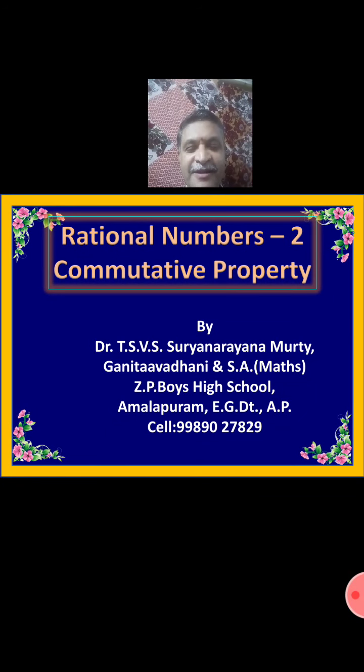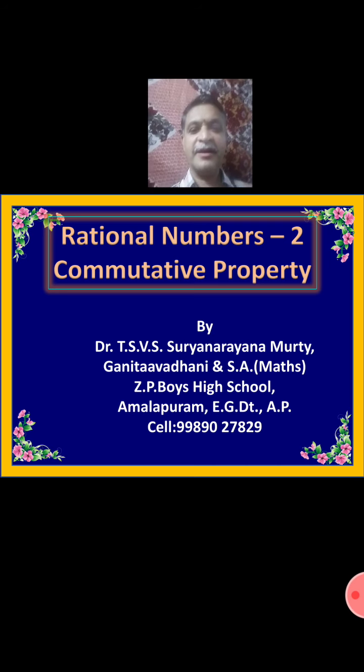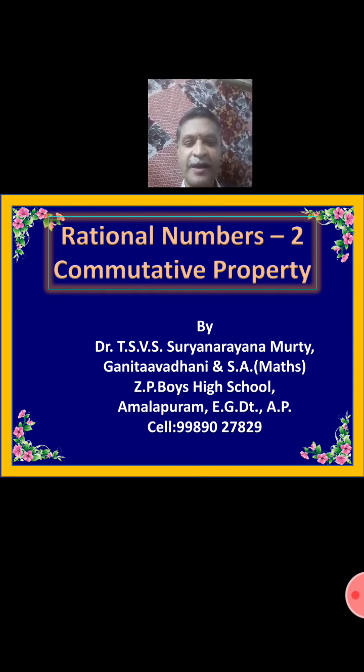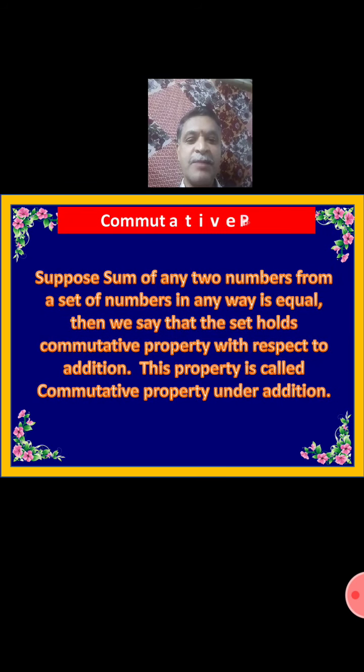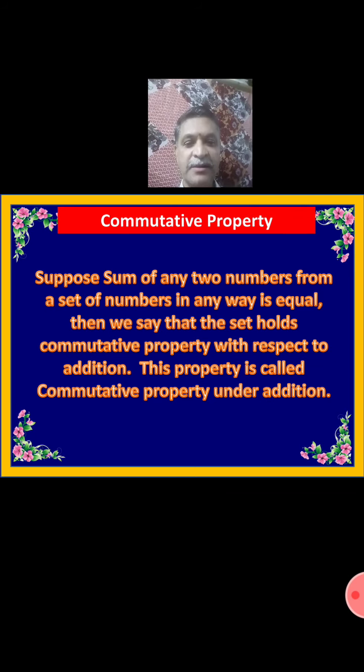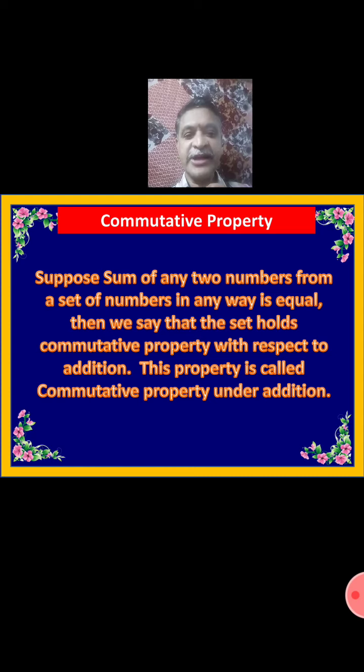Hi children, today we are going to learn about commutative property on rational numbers. How can we test commutative property? Let us see. Suppose the sum of any two numbers from a set of numbers is in any order equal, then we say that this set holds commutative property with respect to addition, because we take the sum, so the operation is addition.